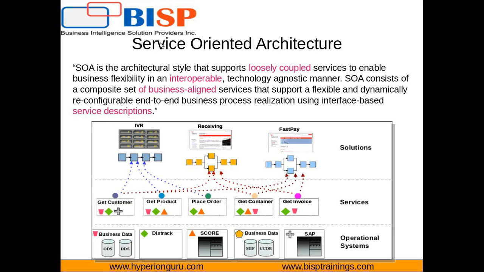Composite set of business aligned services. Now, business aligned is very important, because what SOA prescribes is that you do not create a service, or a functional service, just for the sake of creating a service. You create it for a particular business need. You create it for a particular functional need, and that should be the definition of your service. So, for example, if you see in this diagram, you have a service called Get Customer, which fulfills a business need, a particular functional need. You have Get Product, which is a business need. You have Place Order, Get Container. So all these are services which are fulfilling some need. So your definition of a service, what IT defines, should be of that nature.